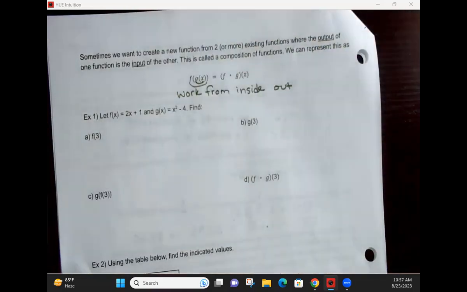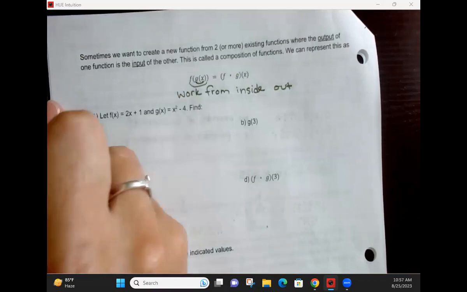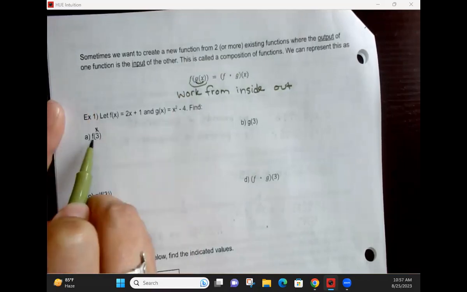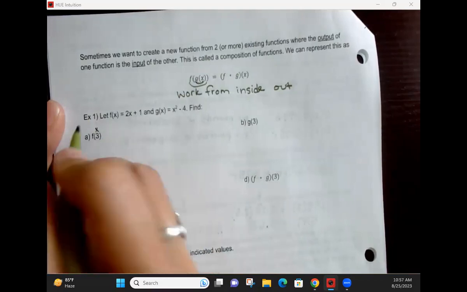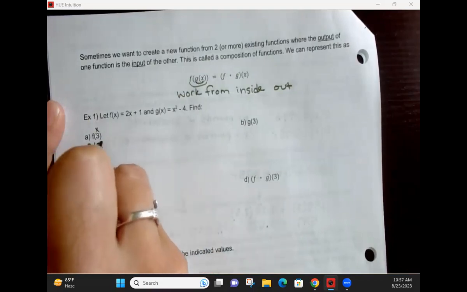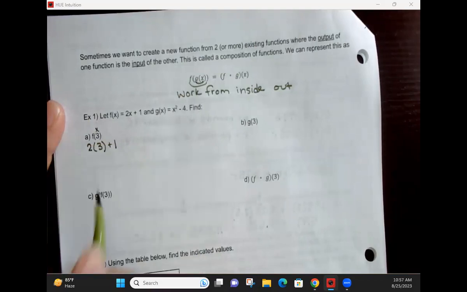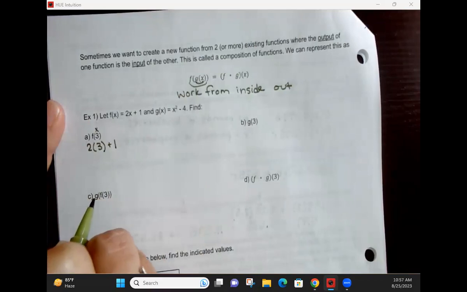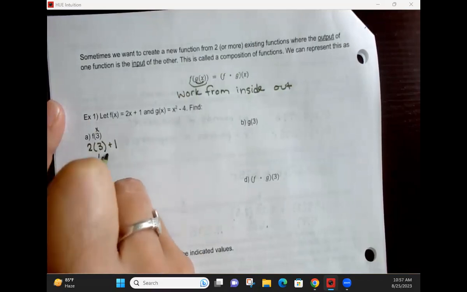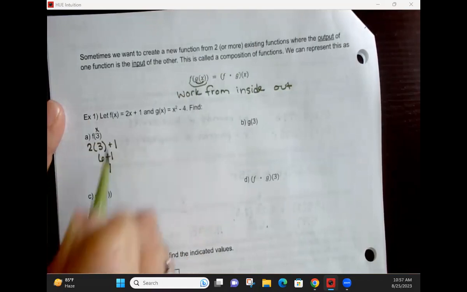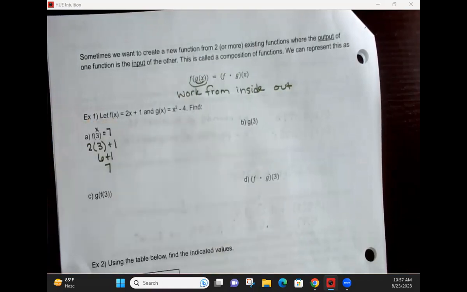So our very first couple of problems here on example 1, I could have given you last week. This is just evaluate at a given value of x. So f of 3 means 3 is my x value that I'm going to plug into my function f of x. So this would be 2 times 3 plus 1. We've replaced x with 3. And then we simplify, making sure we follow order of operations. So 2 times 3 is 6. 6 plus 1 is 7. So we can say f of 3 is equal to 7.